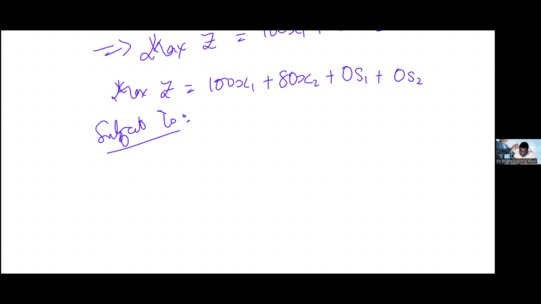The first one is 2x1 plus 4x2 plus our slack variable s1 is equal to 80, like that. Remember, I was saying that you have to arrange your write-up under each variable. It helps you to track how the decision variables flow.